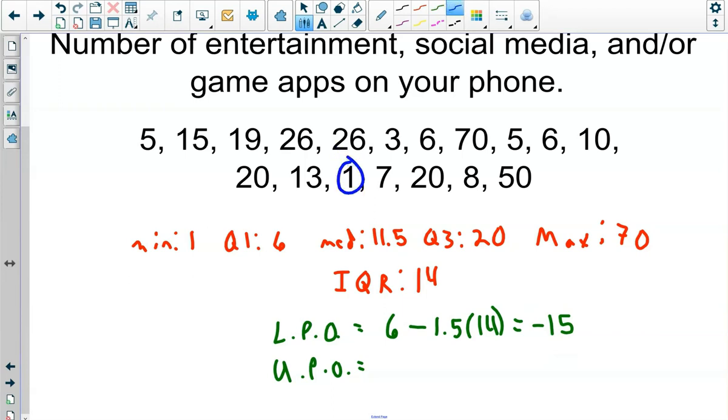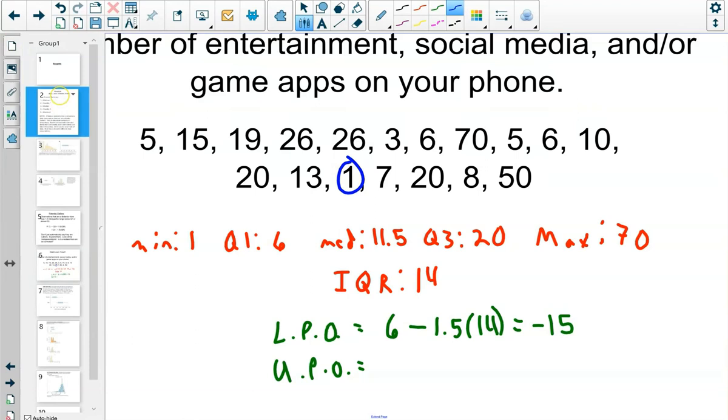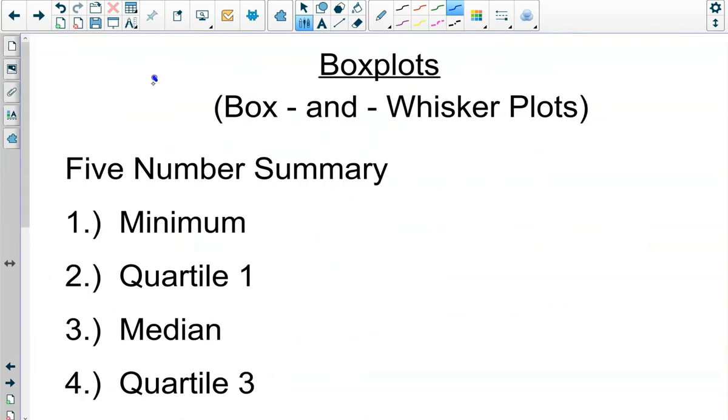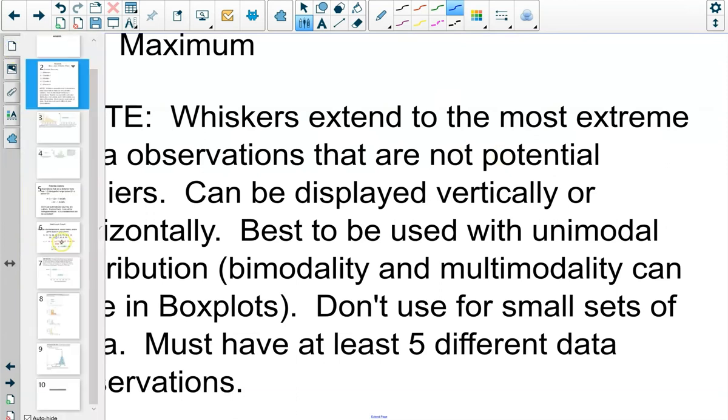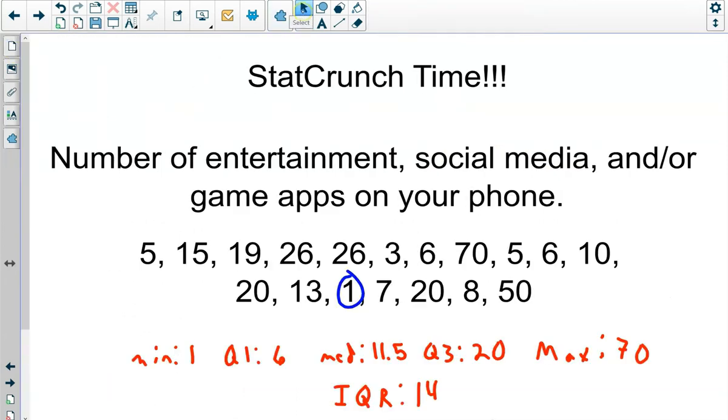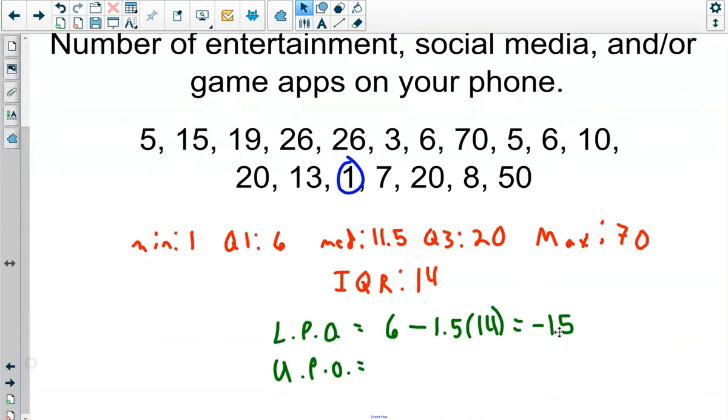which is 1, that means since this is not below that, I don't have any lower potential outliers. There are none. So my bottom whisker will actually extend to 1, the minimum. And that's A-okay. That's what I was talking about at the beginning, how your whiskers extend to the most extreme data observations that are not potential outliers. So my lowest value is 1. That's not outside the negative 15, so that's where my whisker will end.